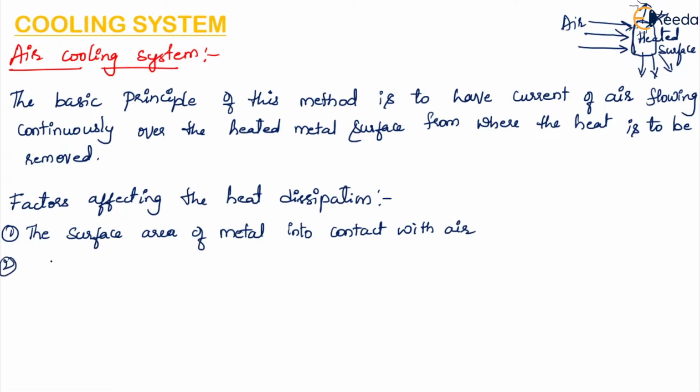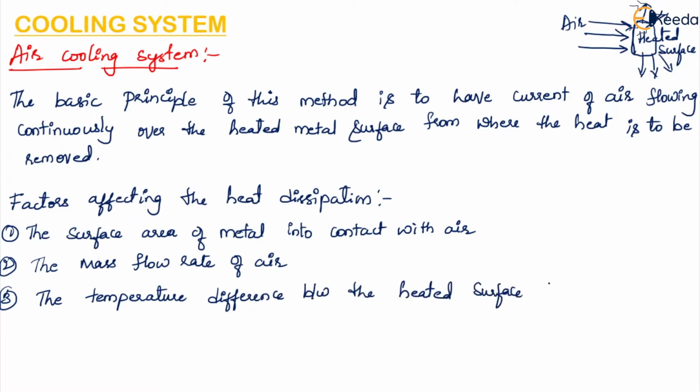The second factor is the mass flow rate of air, that is, how much air is flowing onto the heated surface. Then the temperature difference between the heated surface and the air. If the temperature difference is more, that is, the air is cooler, then the heat will be removed faster. Then the fourth factor is the conductivity of the metal. All these factors will affect the heat dissipation.